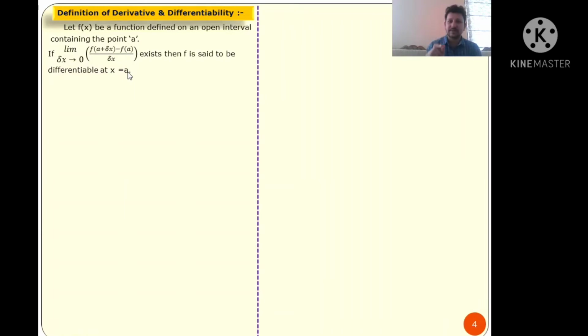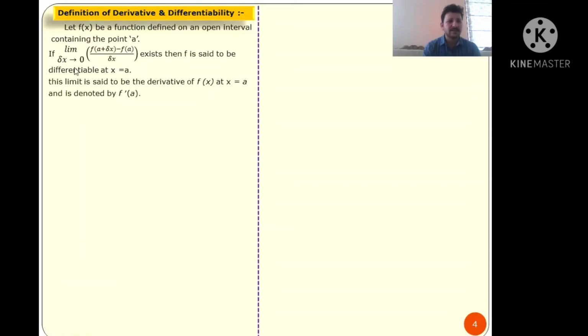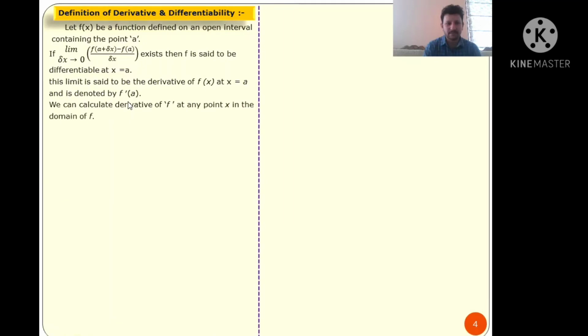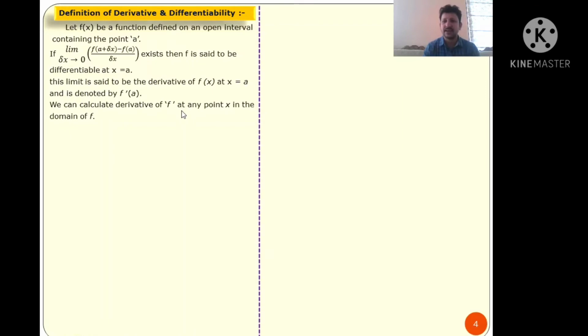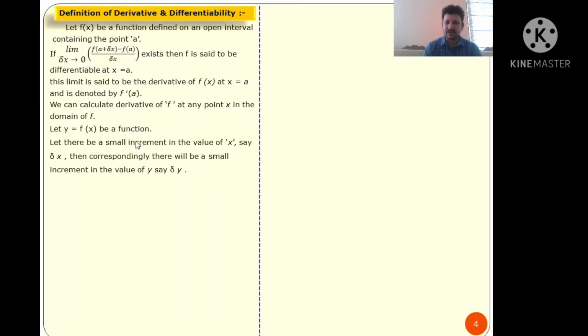That is differentiability at a particular point x equal to a, where delta x is a small increment in the variable x. This limit is said to be the derivative of f(x) at x equal to a. Symbolically, it is denoted by f dash of a. We calculate the derivative of the function f at any point x in the given interval, that is, from the domain of the function f.